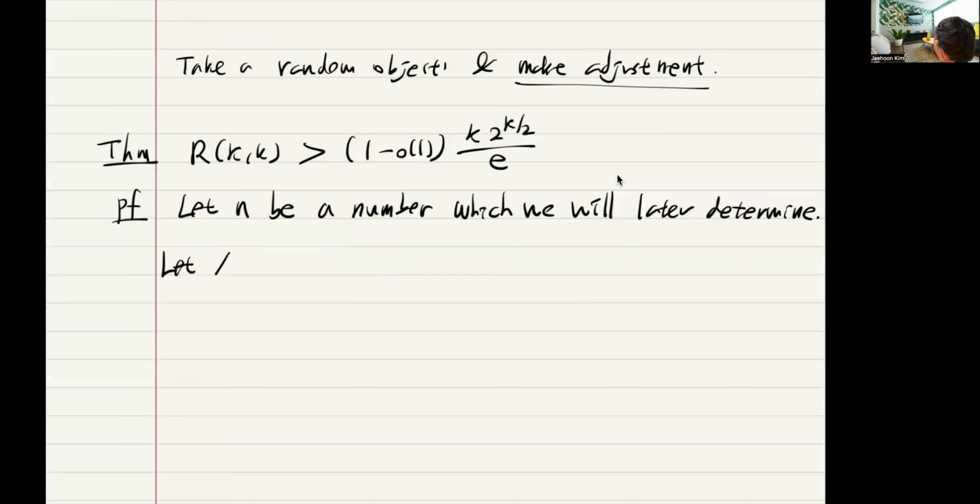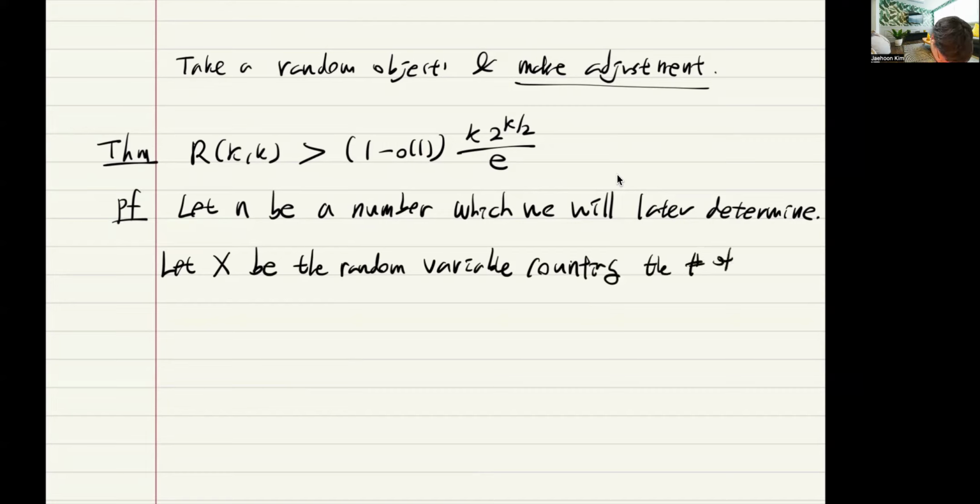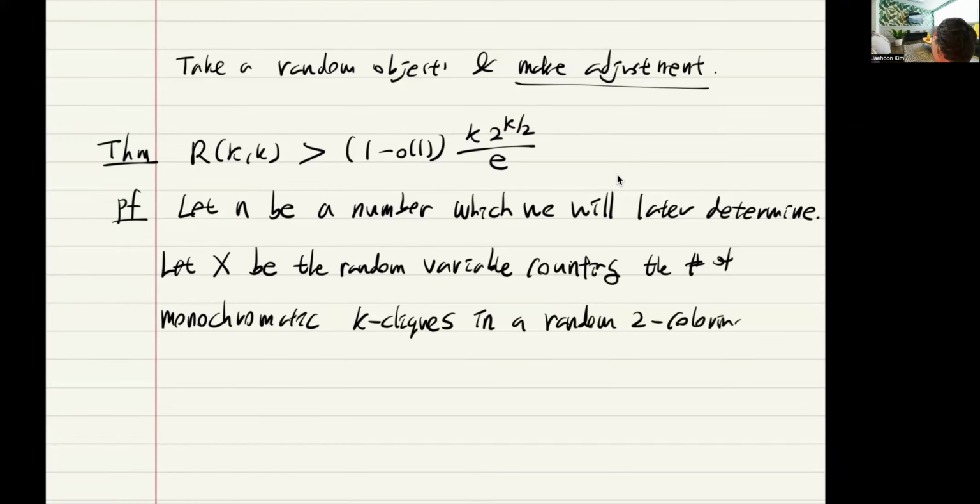Okay, and now we take X, which is the random variable that counts the number of monochromatic k-cliques on k vertices in a random 2-coloring of the edges of K_n.